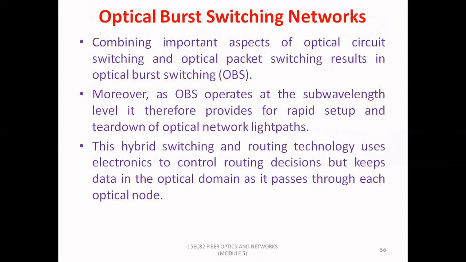Optical burst switching networks. Combining important aspects of optical circuit switching and optical packet switching results in optical burst switching or OBS. Moreover, as OBS operates at the sub-wavelength level, it therefore provides for rapid setup and teardown of optical network bypass. This hybrid switching and routing technology uses electronics to control routing decisions but keeps data in the optical domain as it passes through each optical node.